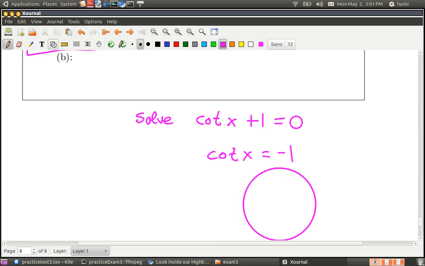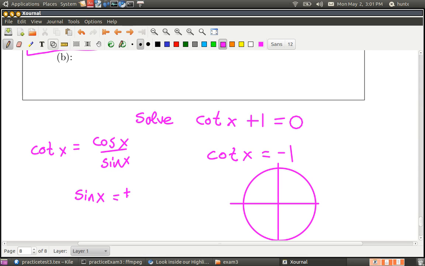Alright. And so remember what cotangent of x is. Cotangent of x is cosine of x over sine of x. So you should know that sine x equals plus or minus cosine x at these points, at pi over 4, and then pi over 4 plus pi over 2, this thing. These are the places where you have cotangent being plus or minus 1.